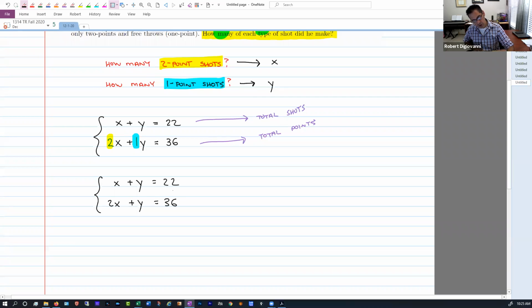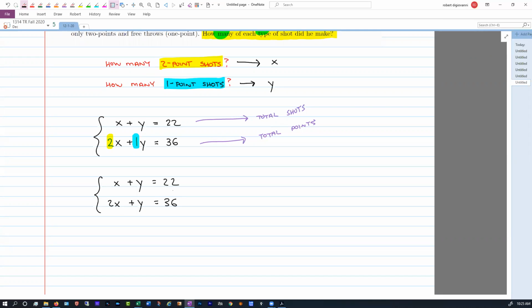And now you have an option of solving this any way you want. So who wants to tell me how they would go about this? I like elimination if you do. I would just multiply the first equation by negative one, so that way it'd be -x - y = -22, and then the y's would cancel.